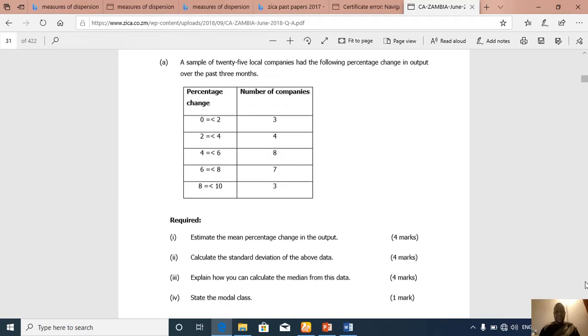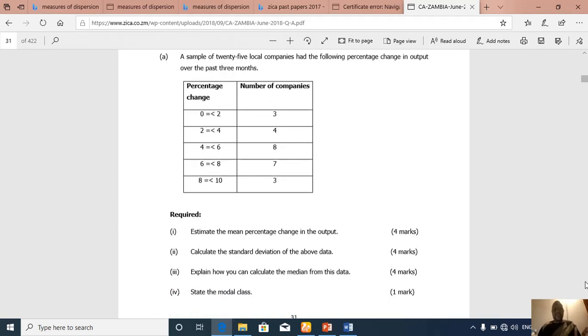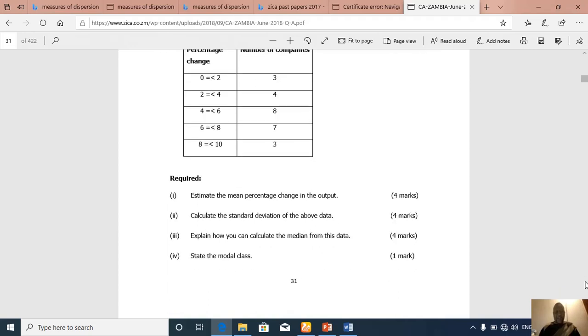So we're given grouped data. Again, as you are listening to this video, you have to make references to the earlier video that I did, which is the session 1 video. It explained the difference between a frequency distribution and a simple set of values, and also how to deal with the measures when you are given grouped data. So we have grouped data here, and the questions are as follows.